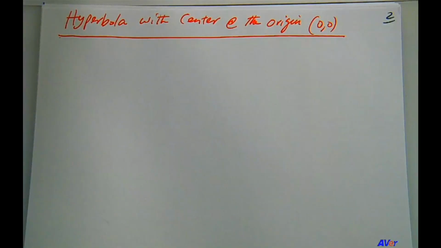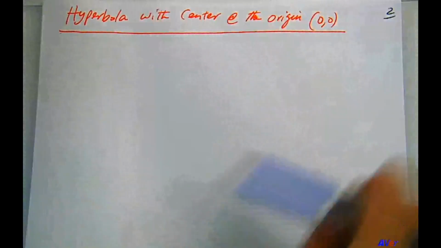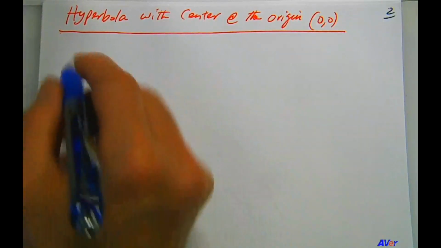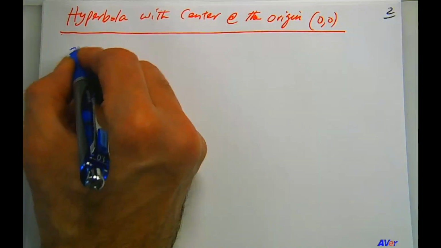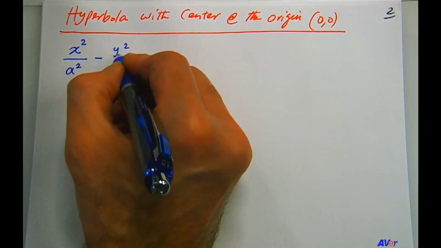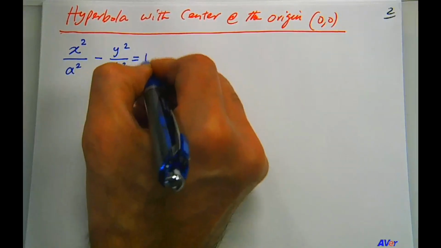Okay, so I want to start with the equations first. I will do one graph for the horizontal hyperbola and one graph here for the vertical hyperbola, and I will start with the equations. So x squared over a squared minus y squared over b squared equals 1.